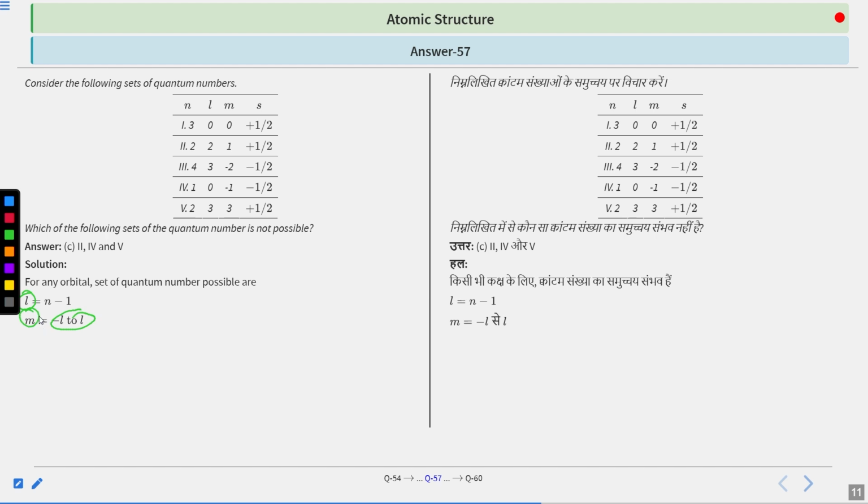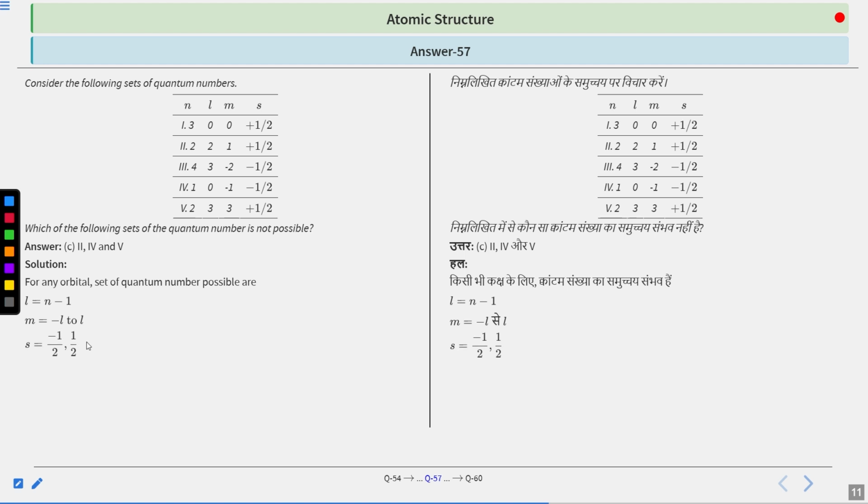When we go for the m values, they go from minus l to plus l, and 2l plus 1 values are possible. Suppose you are taking the p orbital, which has l as 1. The number of values is 2l plus 1, which is 2 into 1 plus 1, which is 3. So there are three possible values of ml, and they are from minus 1 to plus 1, because l was 1.